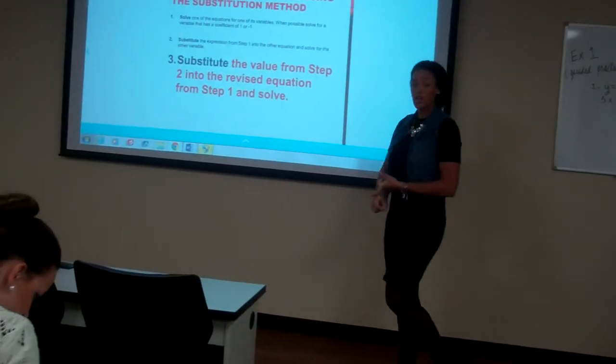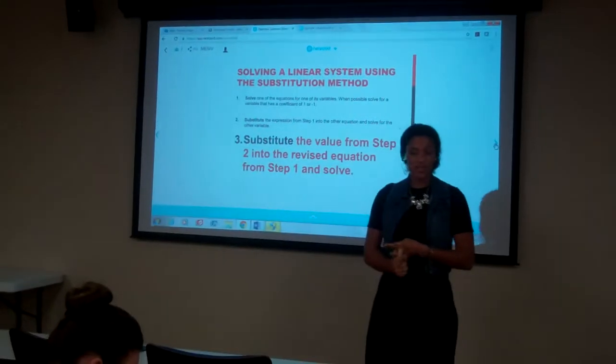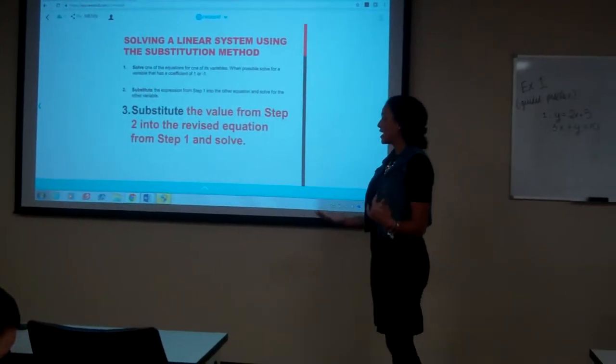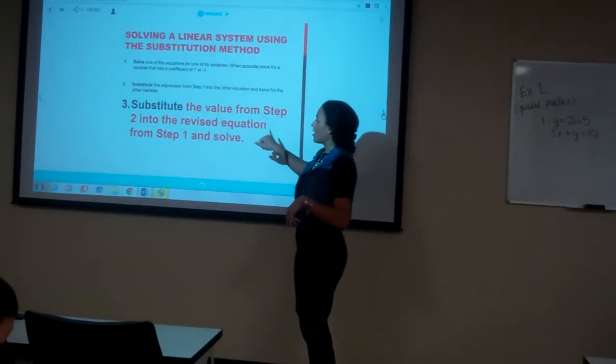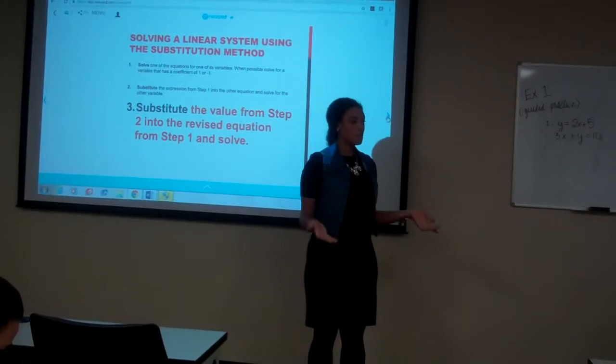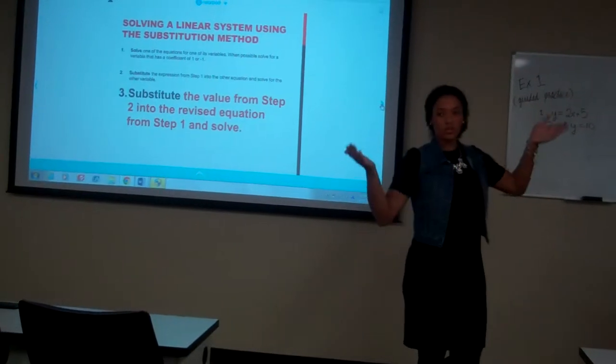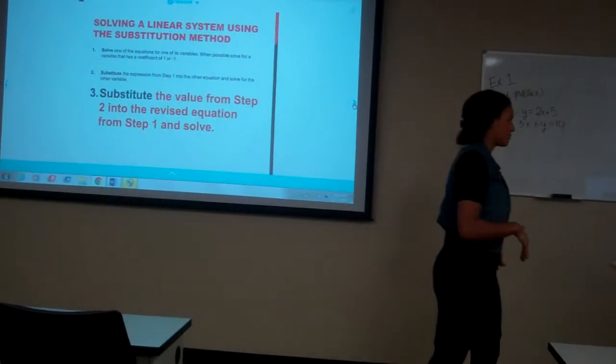Okay, into step 3, our final step. So we solved one of the equations for one variable. We substituted that variable back in and solved for the other variable. Now, we get to take what we know and substitute the value from step 2. So what we got is x equal to 1. That was our variable for step 2. And we get to put it back into our original problem and solve for the other one.